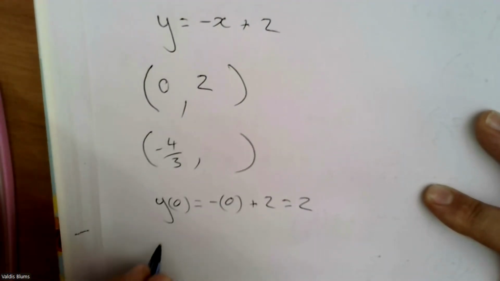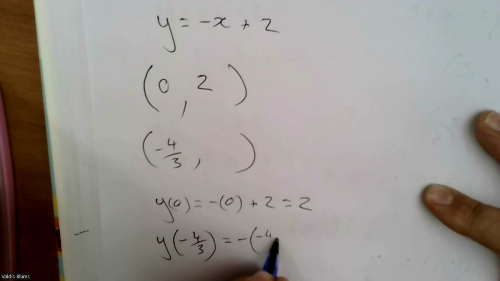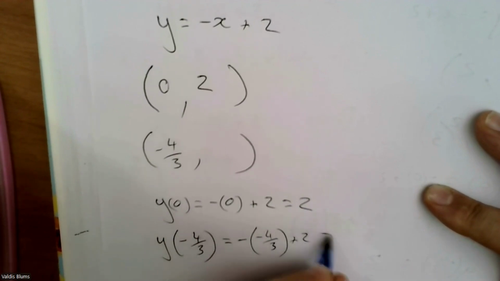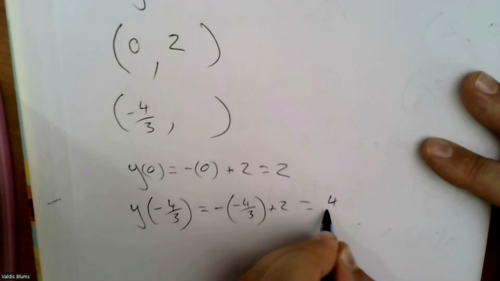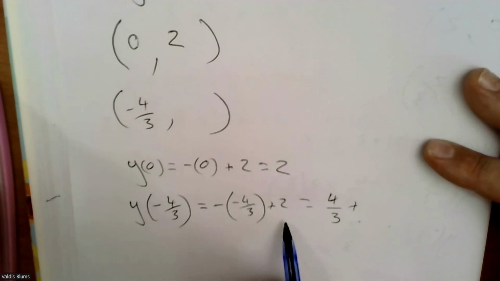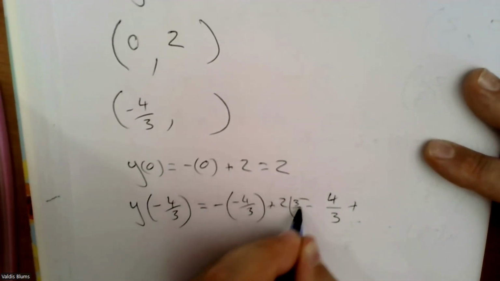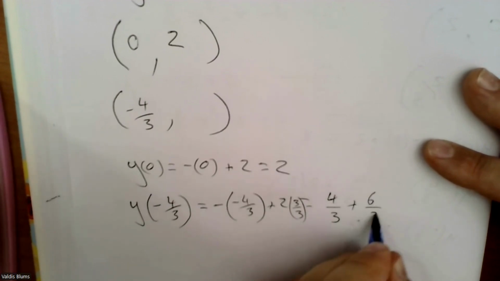And the other equation, we're plugging in negative 4 on 3. So negative 4 on 3 plus 2. We get negative negative, so we get a positive 4 on 3 plus 2. And 2, we want to scale to have that same common denominator. So let's just multiply it by 3 on 3. So we have plus 6 on 3 there.